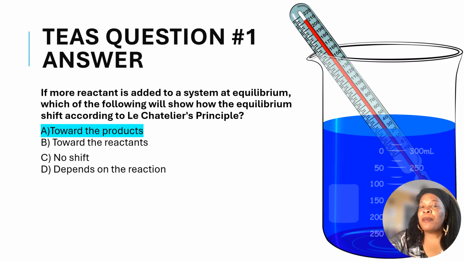Again, this is incorrect because while the specifics of the reaction, such as reaction types, conditions, etc., influence the behavior of the system, Le Chatelier's principle always predicts a shift towards the products when more reactant is added. So whenever you add more reactant, regardless of the reaction type, this is not dependent on the reaction in this context. Okay?